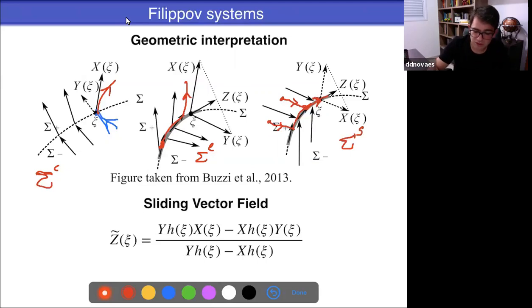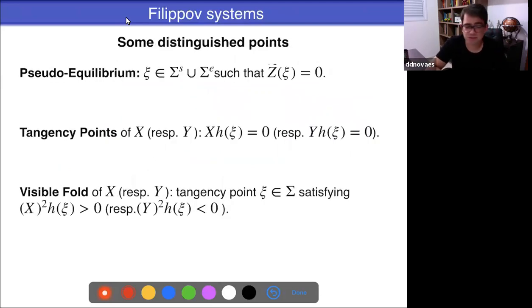Okay, so there are other points in the discontinuity surface that must be distinguished. The first one, which will be very important for us, is the pseudo-equilibrium. The pseudo-equilibrium is just a singularity of the sliding vector field. The sliding vector field is a smooth vector field defined in a manifold, it can have singularities. So a singularity of the sliding vector field is a pseudo-equilibrium for the Filipov system.